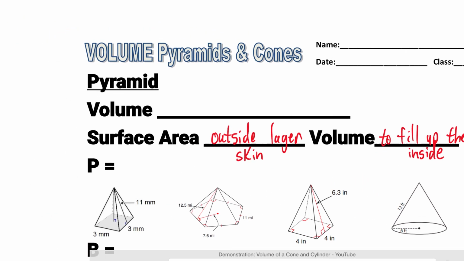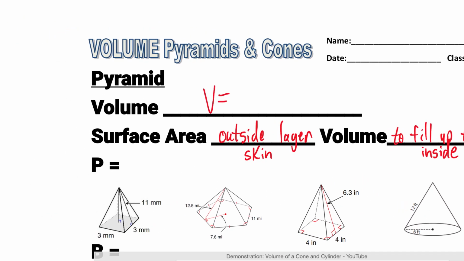All right, so volume of a pyramid. Here's the volume formula. It's area of the base times height divided by 3. Area of the base times height divided by 3. So why is it divided by 3?